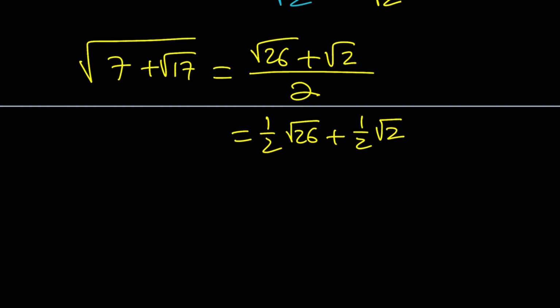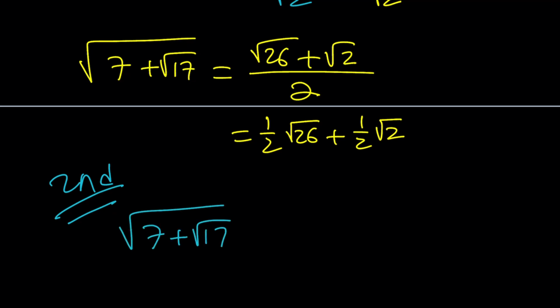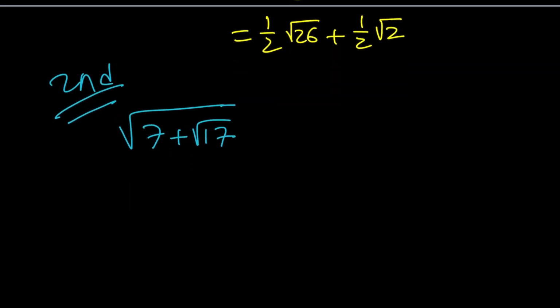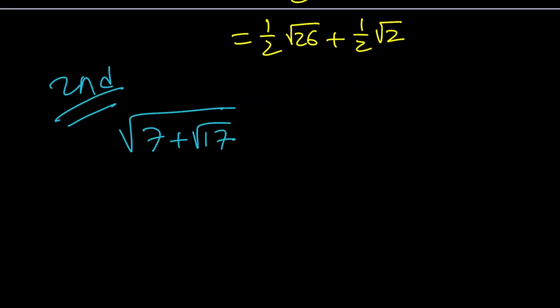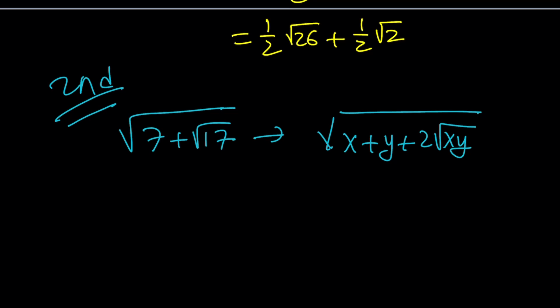And this brings us to the second method, not yet to the end. Let's go ahead and take a look at the second method. So the second method is a little bit more algebraic. And here's what we're going to do. We want to write this expression in the following form. And that form is square root of x plus y plus 2 times the square root of xy. And why? Because this is square root of x plus square root of y squared inside the radical. And then if you square root it, you end up with square root of x plus square root of y.